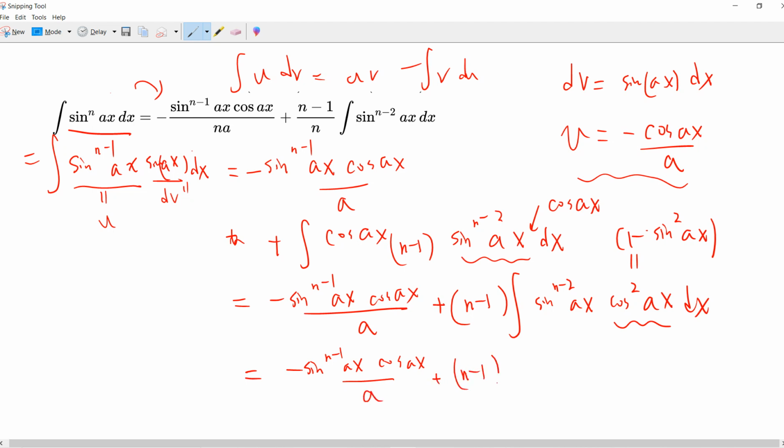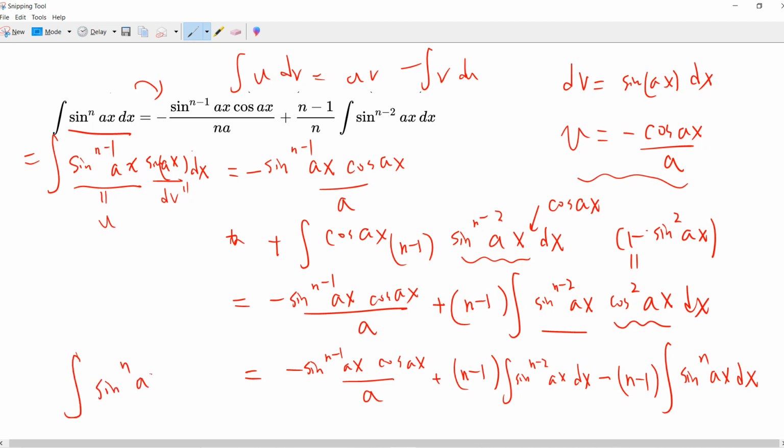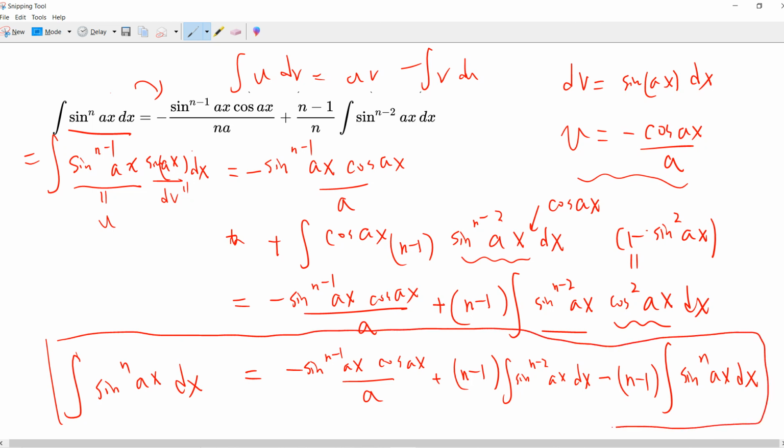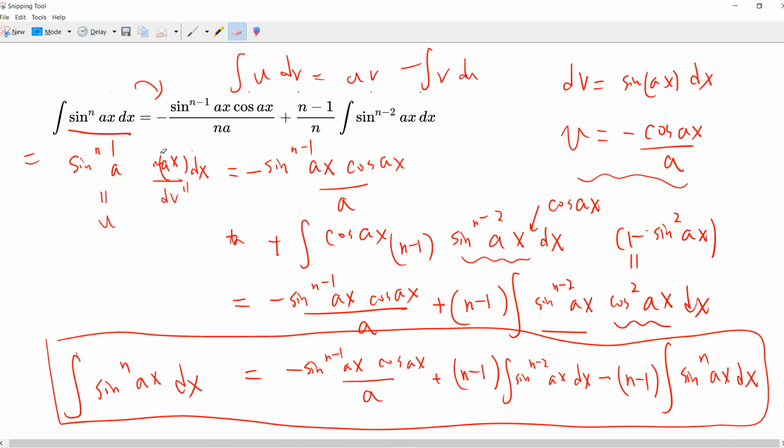Plus (n-1). So the first term is the integral of sin^(n-2) ax dx. And the second term is exactly the same as what we originally had, so this is the integral of sin^n ax dx. So this is our result. Okay, so finally, let me just clean one page.